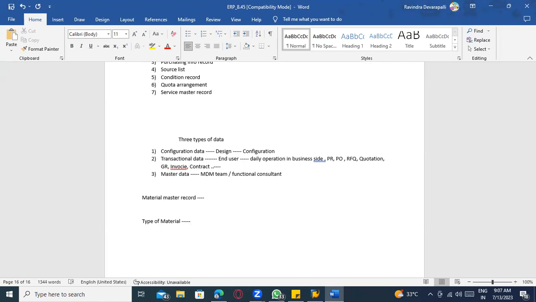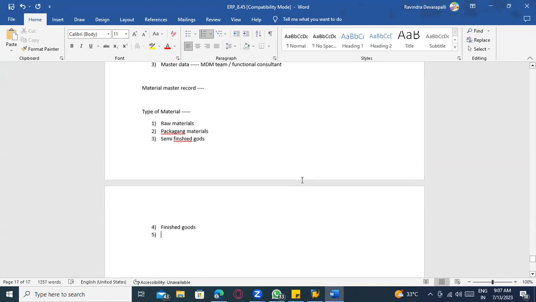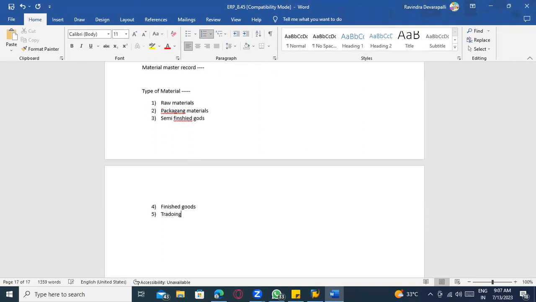Generally, we are dividing them into raw materials, then packing materials, then semi-finished goods, then finished goods, then we have the trading goods. So why am I dividing the materials like this?